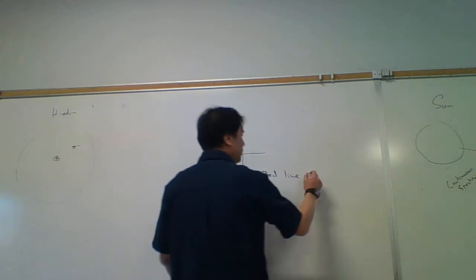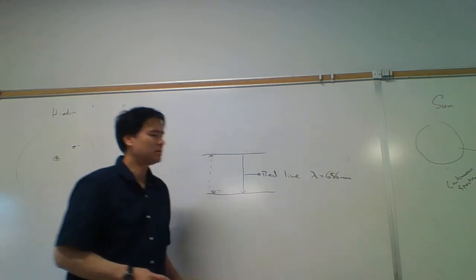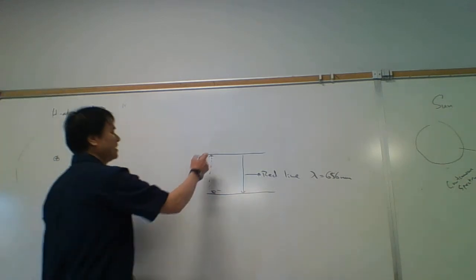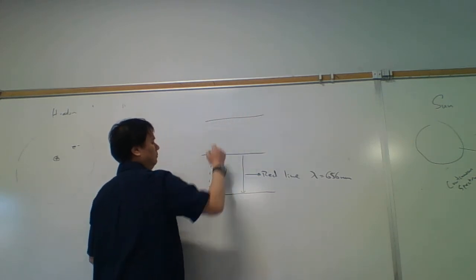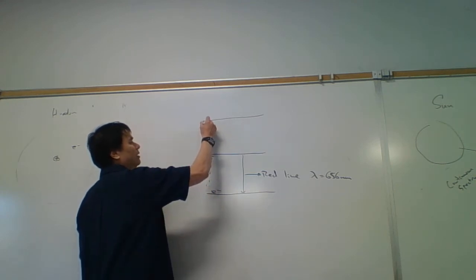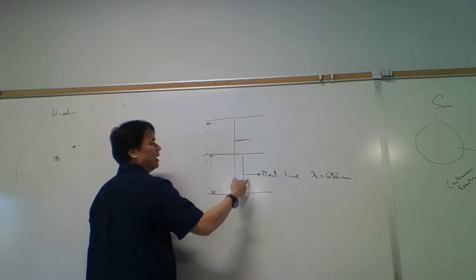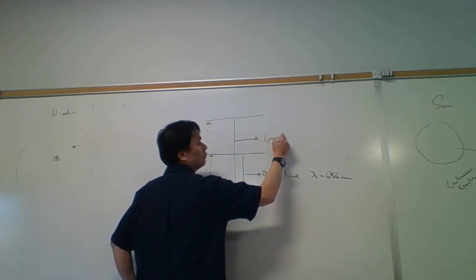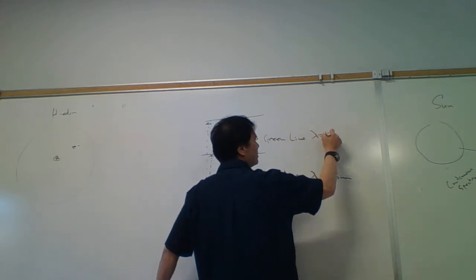The wavelength, lambda, is 656 nanometers. Not 657, not 655, that's just 656. The next place it could get excited to is up here. And so the electron can get excited to a little higher energy, and then when it drops back down here, it emits a green line with a lambda equal to 486 nanometers.